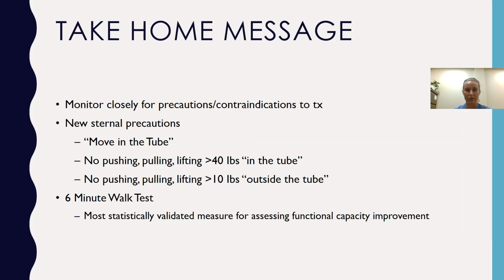So the take-home message for this presentation is to make sure that you're monitoring precautions and contraindications to treatment closely when working with these patients. The new sternal precautions are move in the tube, so no pushing, pulling, or lifting more than 40 pounds when you're in the tube, keeping those arms adducted by your sides. No pushing, pulling, or lifting more than 10 pounds outside the tube, reaching forward or out. And then the 6-minute walk test is going to be the most statistically validated measure for assessing functional capacity improvement in these patients.